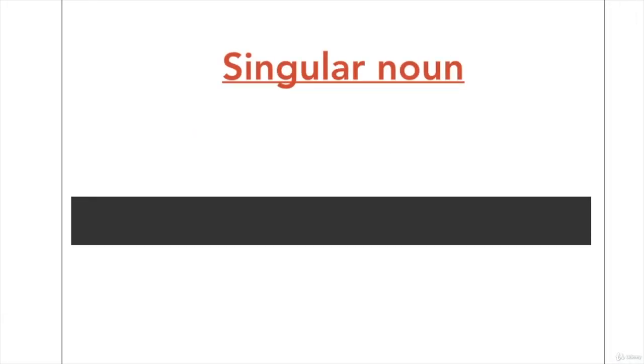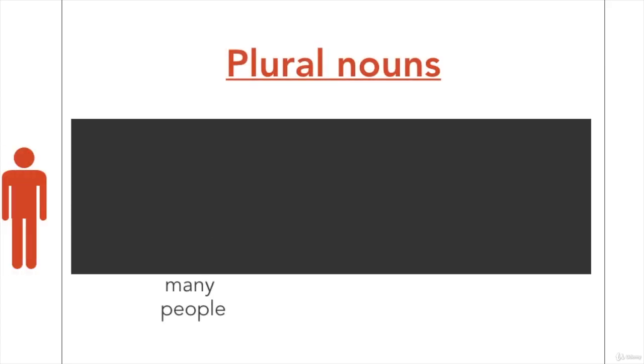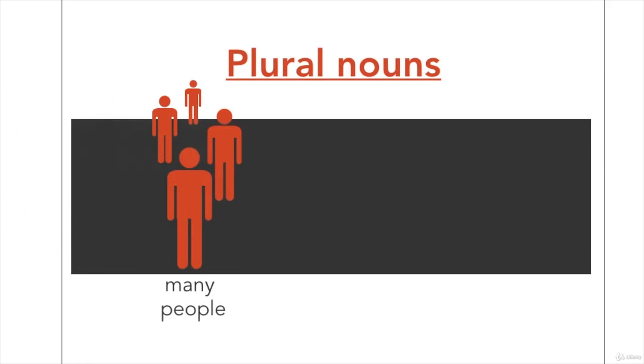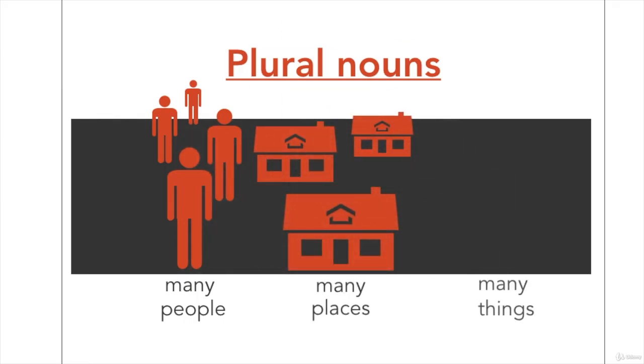A singular noun is one person, one place, or one thing. Plural nouns are many people, many places, or many things.